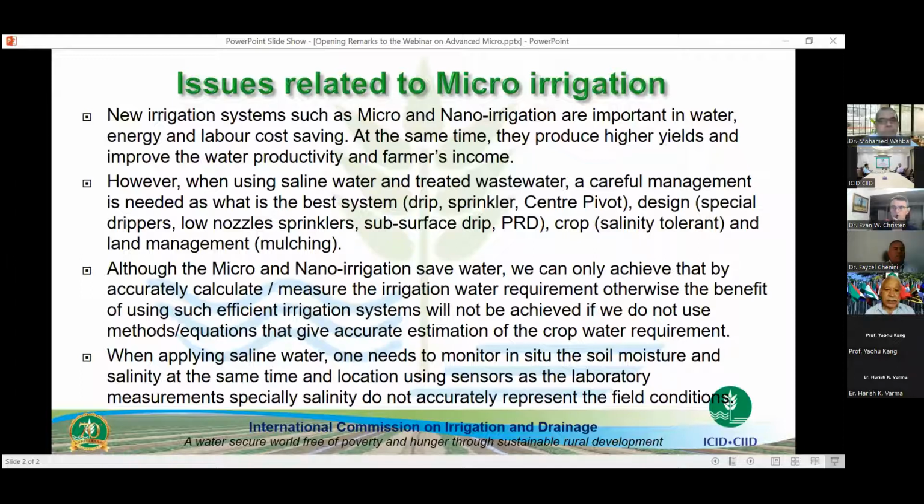Another issue I met during my work is that when applying saline water, one needs to monitor in situ the soil moisture and salinity at the same time, in the same location and at the same depths, using sensors. And sensors nowadays are not expensive. The reason is that laboratory measurements, especially of salinity using saturated paste extracts and so on, do not accurately represent the field conditions.